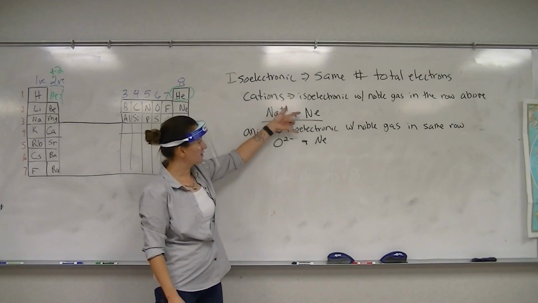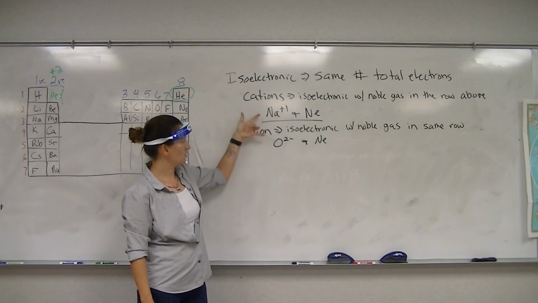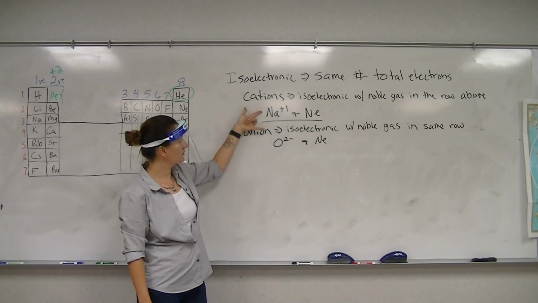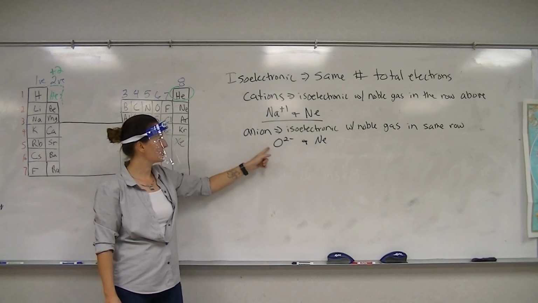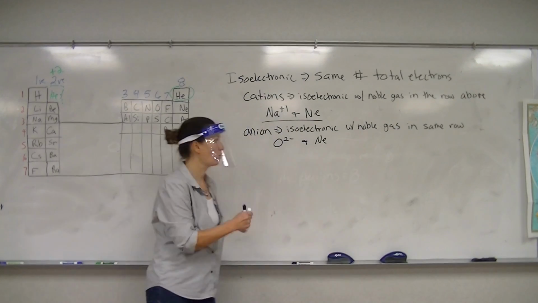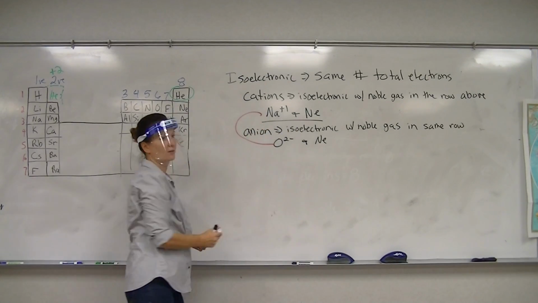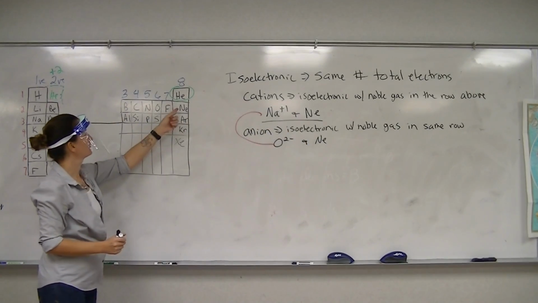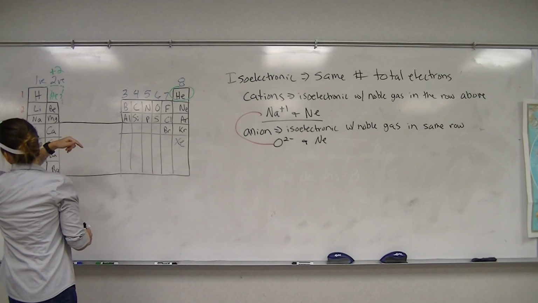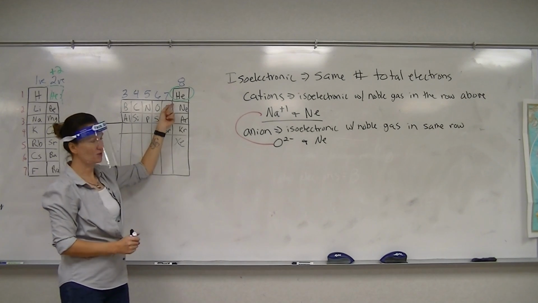So notice, since both the oxygen ion and the sodium ion have the same electron configuration as neon, that means they're also isoelectronic with each other. So every one of these has, what is neon? 10 electrons total.